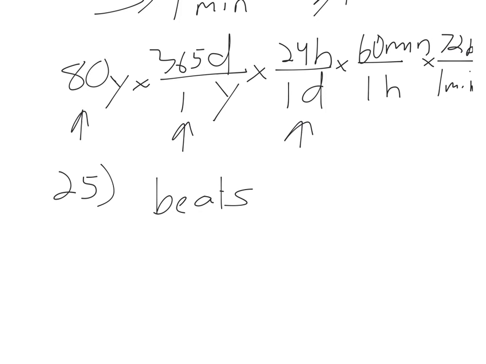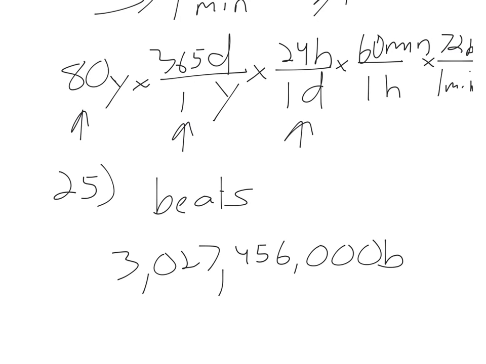Solve the problem, show your work. Okay, so I do have to solve the problem. All right, let's do it. Put in my calculator here, 80 times 365. If we're being technically correct, it's 365.25. You'll learn that in physics. Times 24 times 60 times 72. And I get... well, where are my commas going to be? This looks like 3,027,456,000 beats if I multiply all that out.